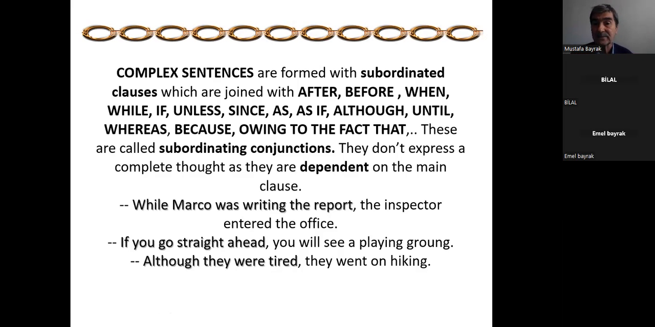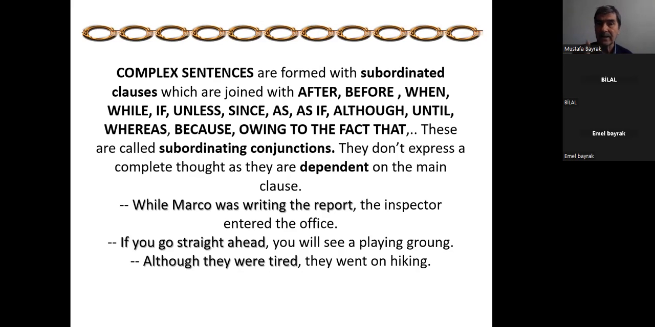The main clause is this: The inspector entered the office. It's clear now. The inspector entered, came in the office. Okay. So simple, in fact. While Marco was writing the report, the inspector entered the office.